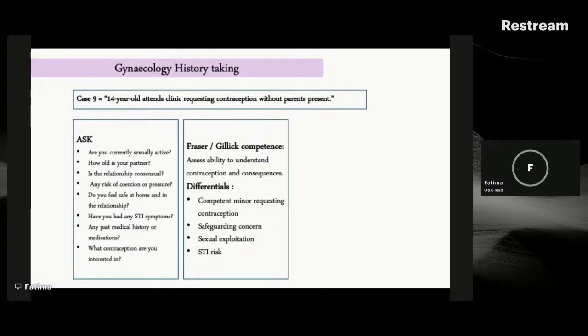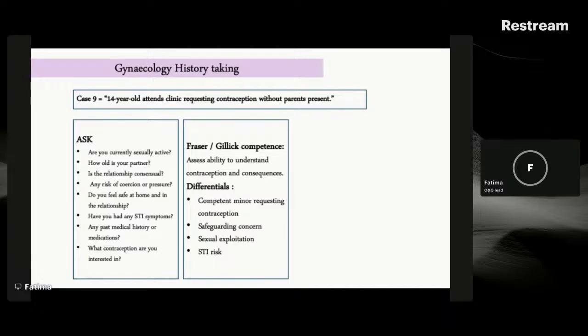So you need to assess the ability that they understand contraception and consequences. Gillick competence is the principle that practitioners use to judge capacity in children to consent to medical treatment. Fraser guidelines are used specifically for children requesting contraceptives or sexual health advice and treatment. Your differentials here that you're thinking about, firstly, are they a competent minor that is requesting contraceptives?